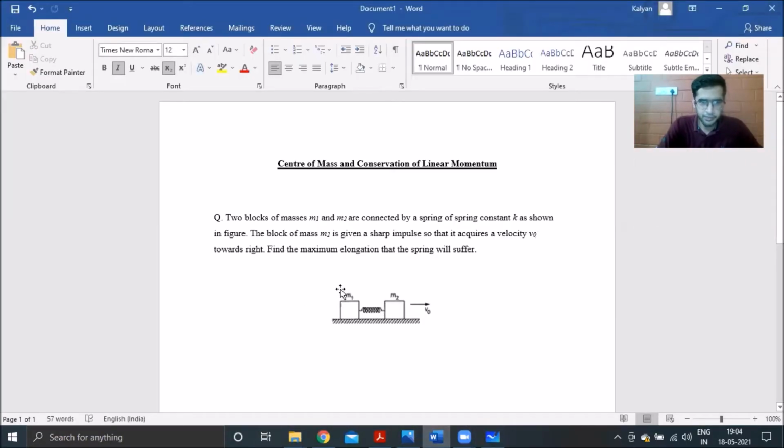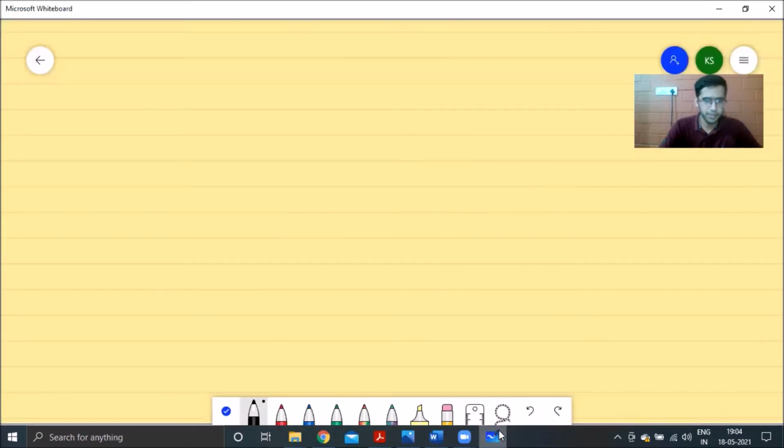So the question is as such: we have two blocks of masses M1 and M2, and these two blocks are connected by a spring of spring constant K, as shown in the figure. So the spring is initially at its natural length. The spring is neither elongated nor compressed initially. And your block of mass M2 is given a sharp impulse so that it acquires a velocity V0 towards right. So we need to find out what's the maximum elongation that the spring will suffer. What maximum elongation will the spring have in this case is the question asked over here, right? So let's deal with this question.